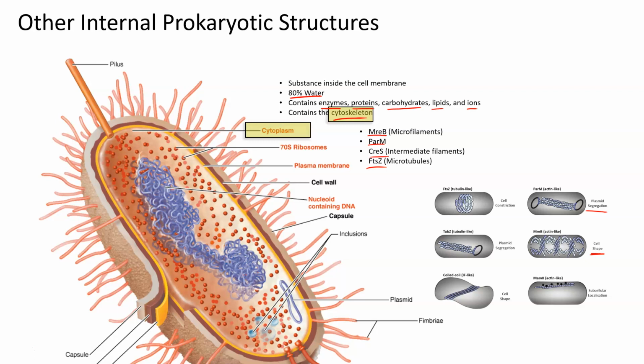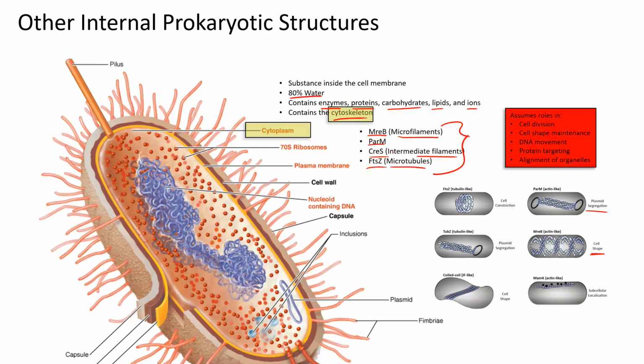We're not going to really dive into that, but you have different components that kind of are the microfilament, microtubule, and intermediate-like components. Again, the microfilaments, the intermediate filaments, and microtubules, those are all about the eukaryotic cytoskeleton components, but the prokaryotes have cytoskeleton components that resemble those eukaryotic components. Again, the cytoskeleton assumes roles in cell division, cell shape maintenance, DNA movement, protein targeting, and alignment of organelles. All of those things need structure.